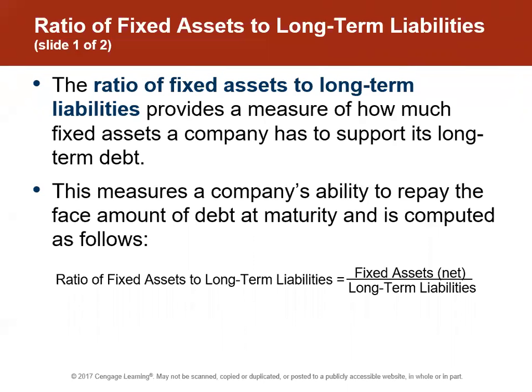So we just take our net fixed assets, which means you're looking at, like building minus accumulated depreciation and all of that, all of your assets minus depreciation would be net assets, and divide them by long-term liabilities.